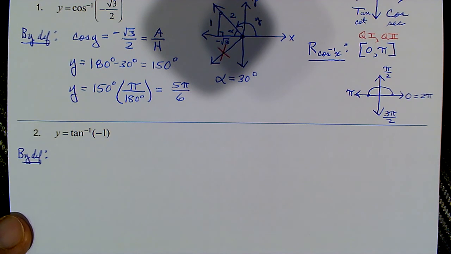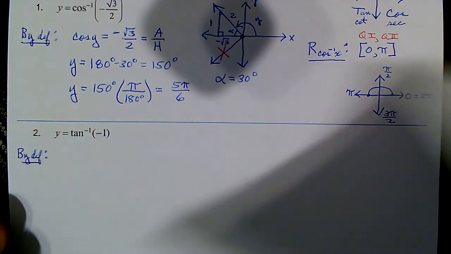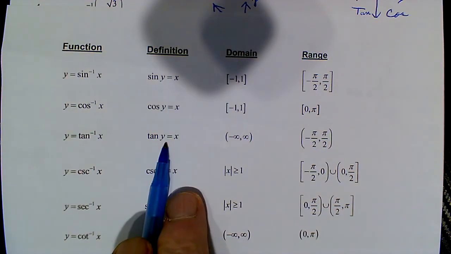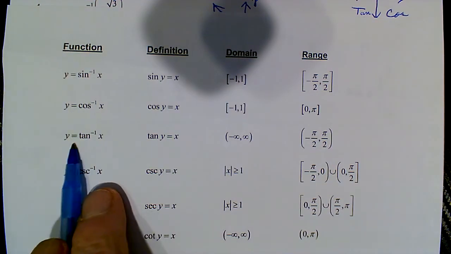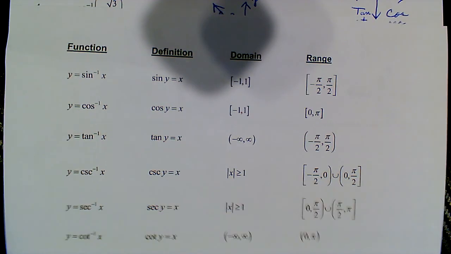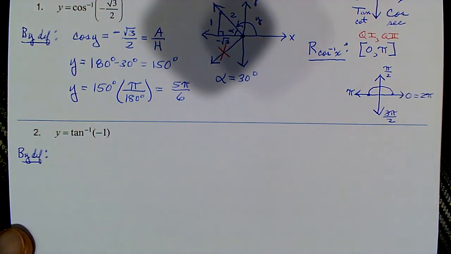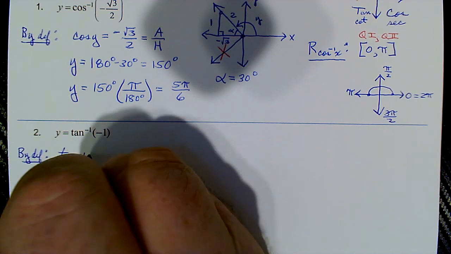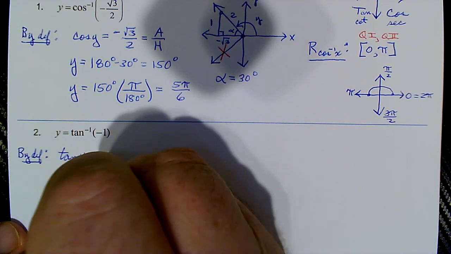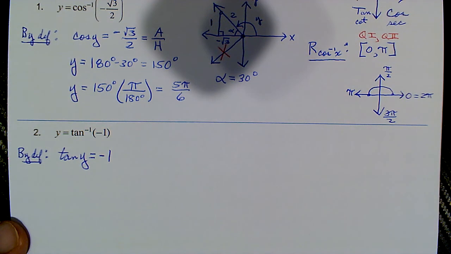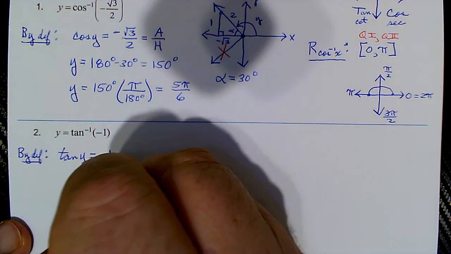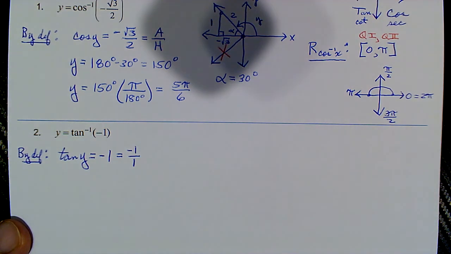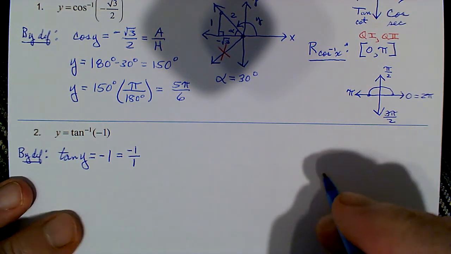If y is the inverse tangent of -1, by definition, again on that little worksheet, we could say the tangent of y is x. So if y is inverse tangent of x, tangent of y is x. Just basic definition, changing over to its standard trigonometric equivalent. So by definition, tangent of y is -1. Now I'm going to express that as a ratio of -1 over 1. So it's got to be a fraction.